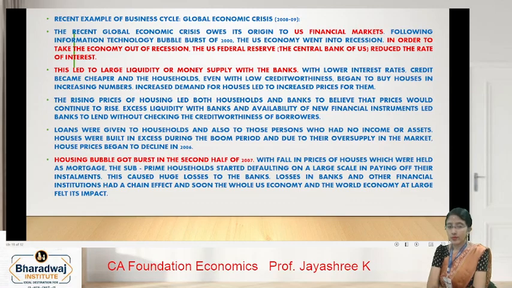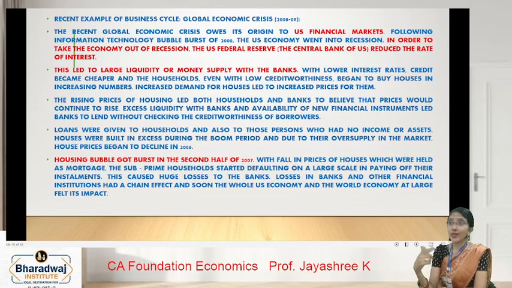The rising prices of housing led both households and banks to believe that prices would continue to rise. Excess liquidity with banks and availability of new financial instruments led banks to lend without checking the creditworthiness of borrowers. Loans were given to households and also to those persons who had no income or assets. Houses were built in excess during the boom period, and due to their oversupply in the market, house prices began to decline in 2006. Housing bubble got burst in the second half of 2007. That's enough. Okay, so do you understand?